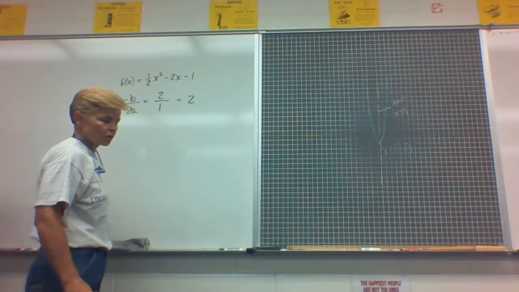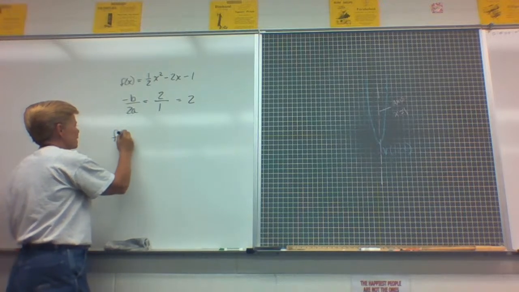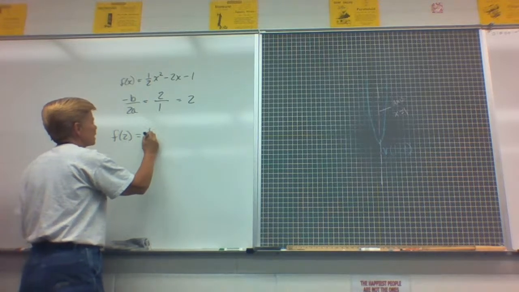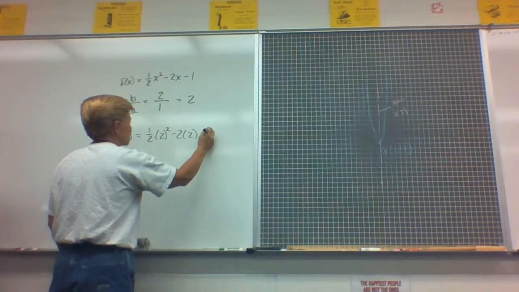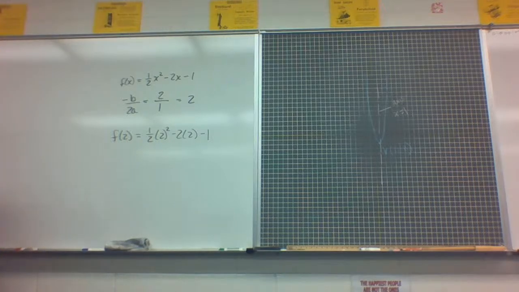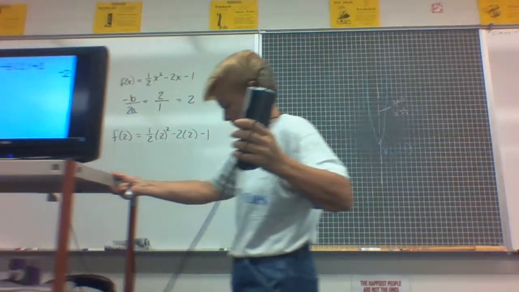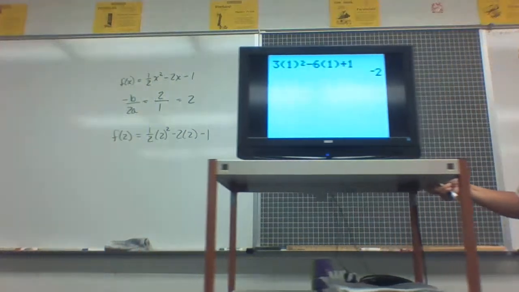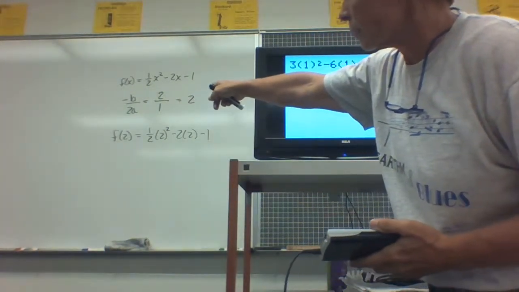We have not found the maximum or the minimum value. We've only found the x coordinate of the vertex. So now we have to plug it in. F of 2 equals 1/2 times 2 squared minus 2 times 2 minus 1. And I, again, recommend you grab a calculator to do this arithmetic, even though it's easy, so that when it's hard, you'll know how to handle it. So this is how I'm going to type it, so that you can see this up here. Just exactly like I've written it right there after the equal sign.